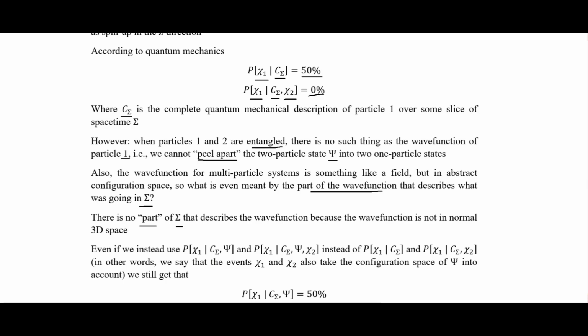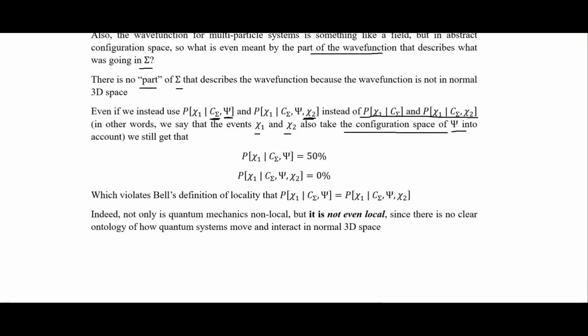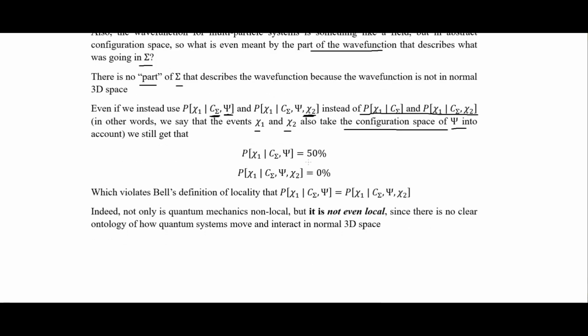So even if we instead say that it's the complete specification of events on sigma and the complete specification of the abstract space of our wave function here, we use that for both of these, including the one where we get spin up for chi sub 2. In other words, we say that the events chi sub 1 and chi sub 2 also take the configuration space of psi into account. We still get that this probability here is equal to 50%, and this one where chi sub 2 is measured as spin up is 0%.